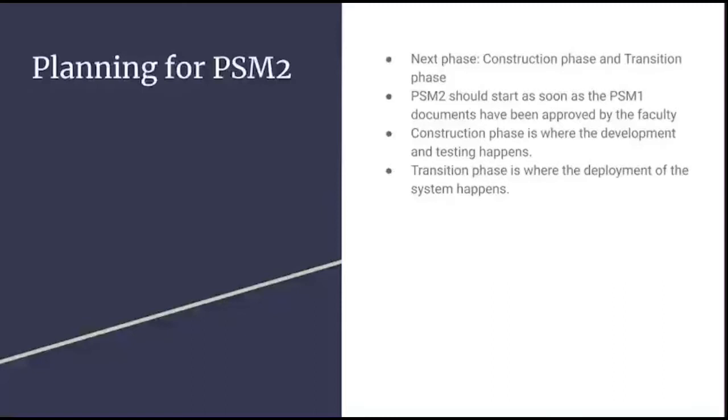During the construction phase, this is where the development and also the testing happen. The testing of the system will be done in 2 methods, which are black box testing and also user acceptance testing. The testing phase is a very crucial phase, as it determines whether the completed application meets the user requirements or not. The transition phase is where the deployment of the system happens.